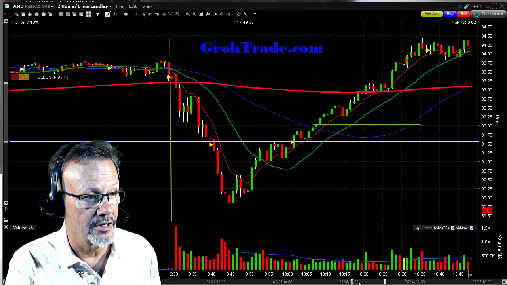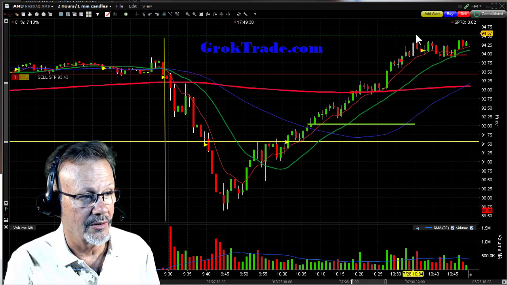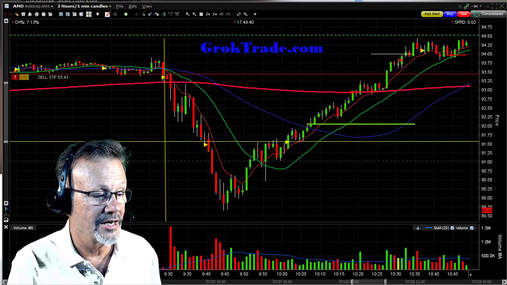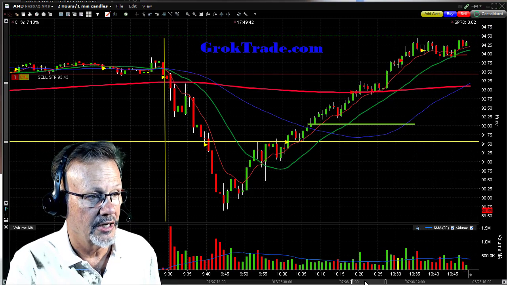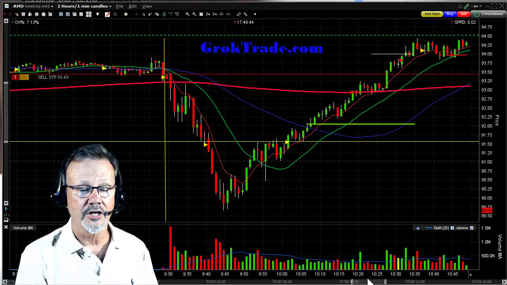And then to see what happens after that. It just sits here right at 94. Again, this pivot line here is acting as major resistance at 94.50. But wait, let's take a break here for a second on this trade.